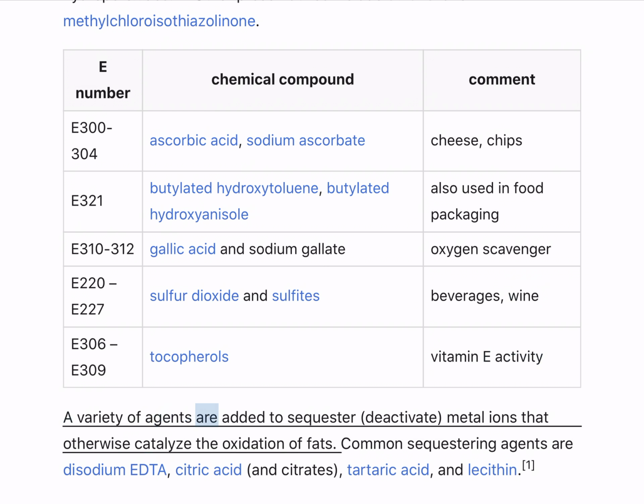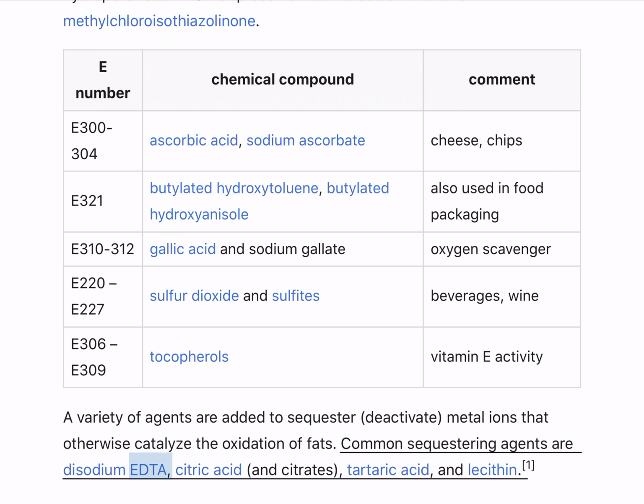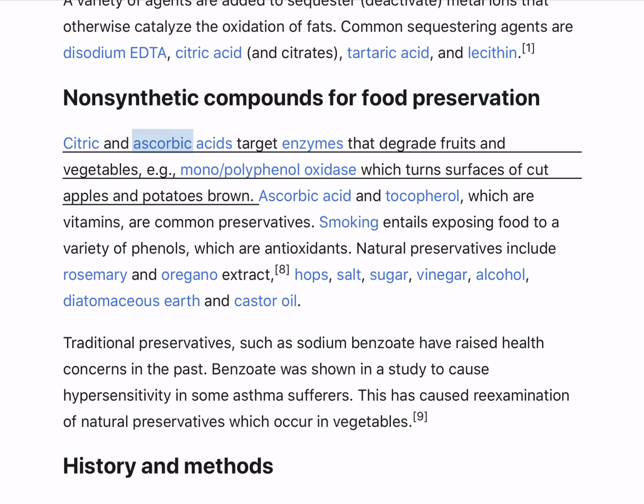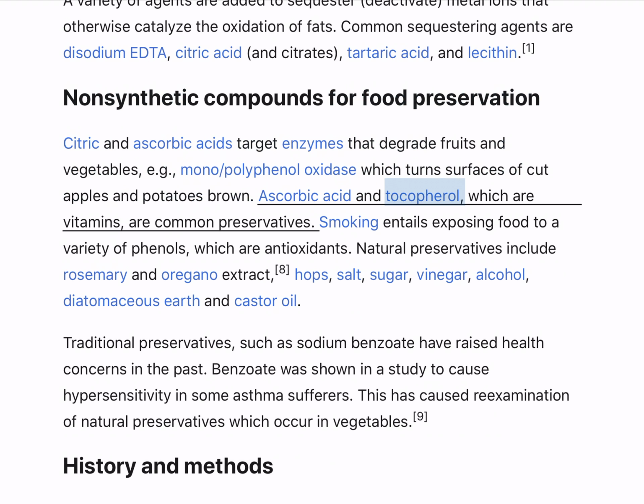A variety of agents are added to sequester, deactivate, metal ions that otherwise catalyze the oxidation of fats. Common sequestering agents are disodium EDTA, citric acid, and citrates, tartaric acid, and lecithin. Non-synthetic compounds for food preservation. Citric and ascorbic acids target enzymes that degrade fruits and vegetables, for example, monophenol oxidase, which turns surfaces of cut apples and potatoes brown. Ascorbic acid and tocopherol, which are vitamins, are common preservatives.